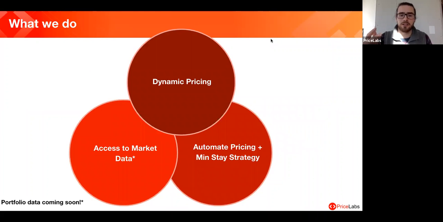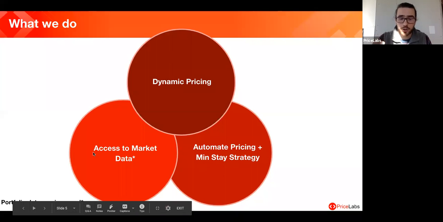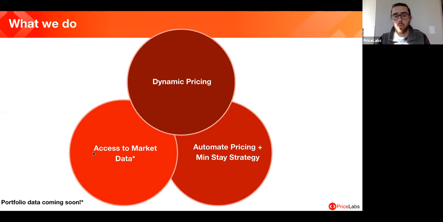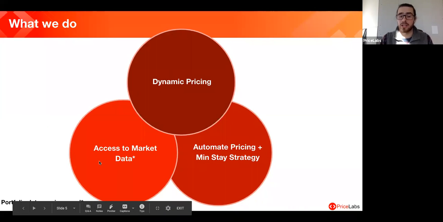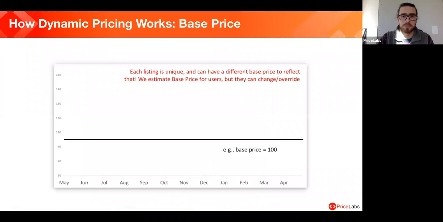So the three pillars of what we do, that we'll dive into today and talk about how larger professional managers can use them most effectively. First thing, dynamic pricing. So of course, optimizing your rates based off of the demand for each day. The second idea is access to that market data so that you know what's going on in your market, what are people booking, when are people booking, how are people booking, giving you access to all of that information so that you can make those educated decisions. And then finally, giving you a great platform for automating any of those pricing and minimum stay strategies in bulk.